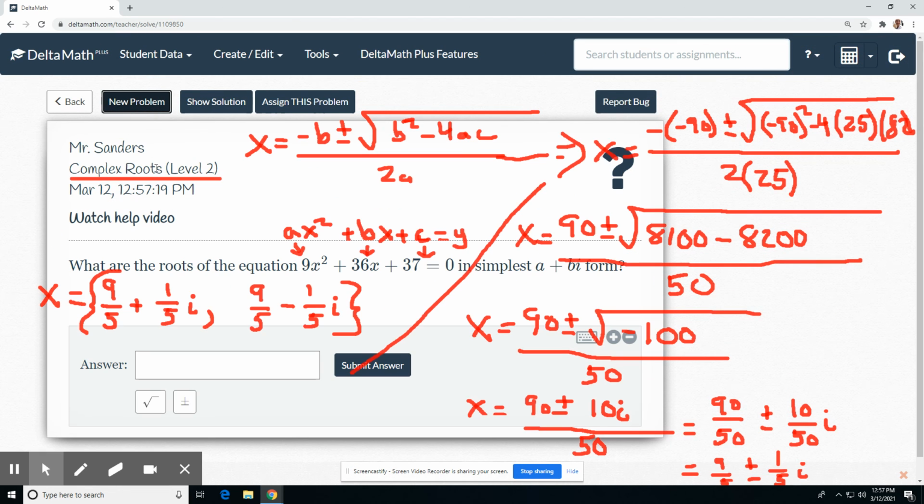Next problem. Looks like exactly the same type of problem.